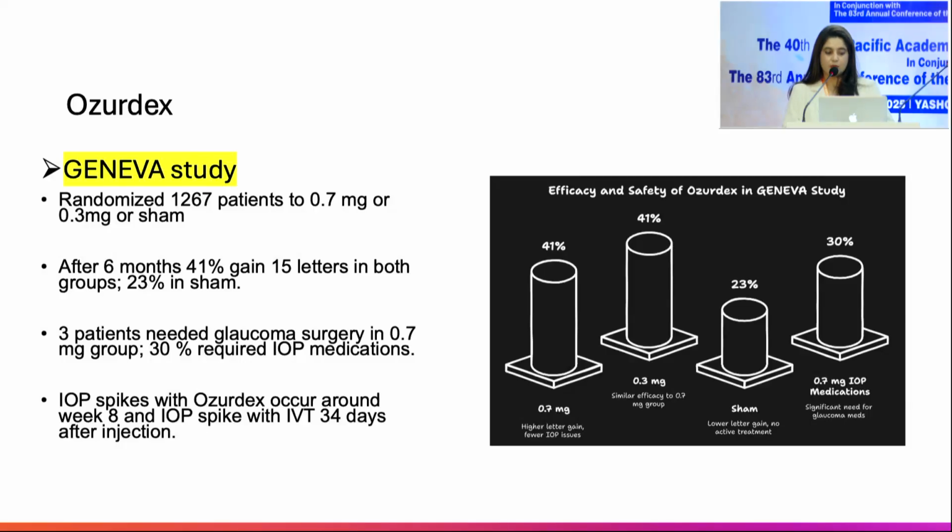One more study on steroids was the Ozurdex, that is the Geneva study. In the Geneva study, they randomized the patients to 0.7 mg or 0.35 mg versus sham. After 6 months, they said that 0.35 mg or 0.7 mg both have around 41% gain in 15 letters in both the groups versus only 23% in the sham group. Also, only 3 patients needed glaucoma surgery in the 0.7 mg group, whereas 30% required IOP medication. The IOP spike with Ozurdex occurred usually around 8 weeks, whereas the IOP spike with IVTA occurred around 34 days after injection.